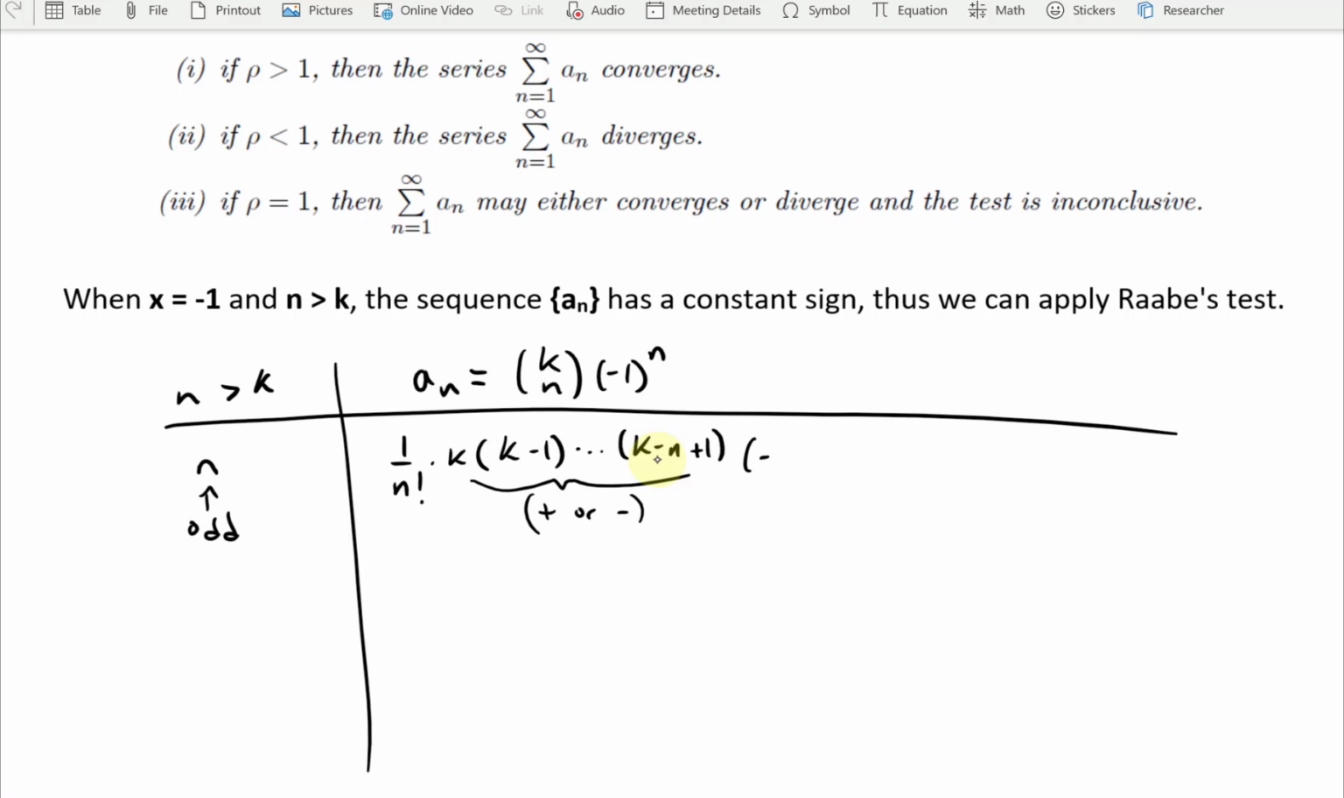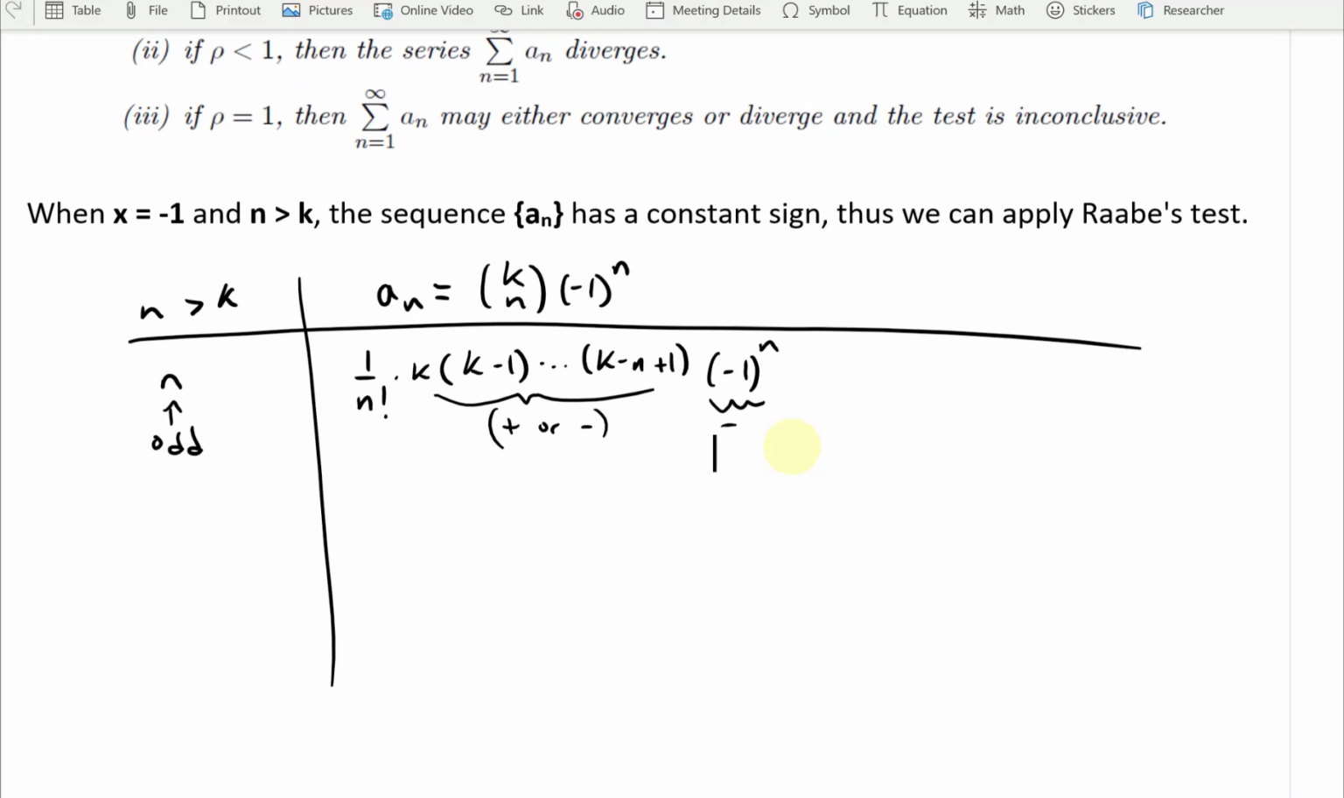And then the next factor is negative 1 to the power of n, which is odd, so this is going to be negative. Negative 1 to the power of 3 is negative 1, negative 1 to the power of 1 is negative 1, and so on. So the sign is going to be plus or minus, and then minus. Whatever that first one is, plus or minus.